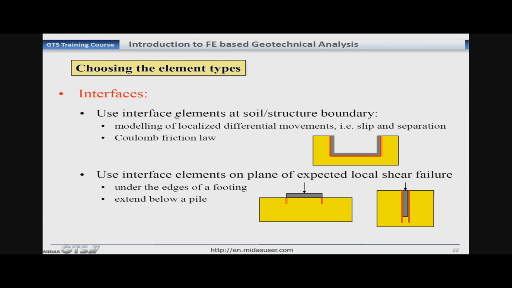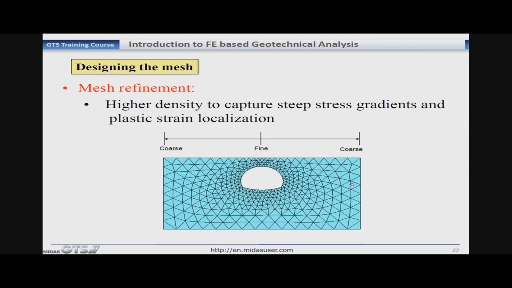So we can model the interface elements at the soil structure boundary, and we can also use interface elements on a plane of expected local shear failure. As you can see in this example, if we apply a pressure load on this element, it's going to puncture into the ground, and here we can define some interface elements to capture that effect.